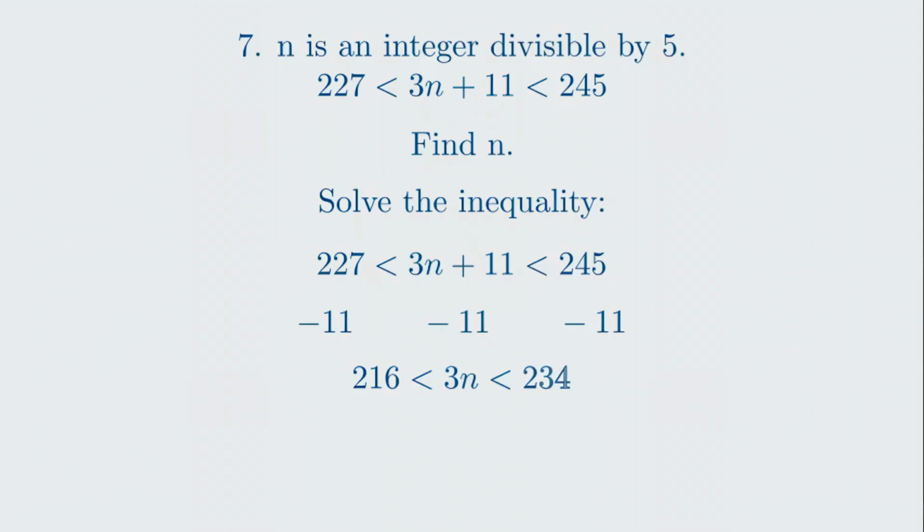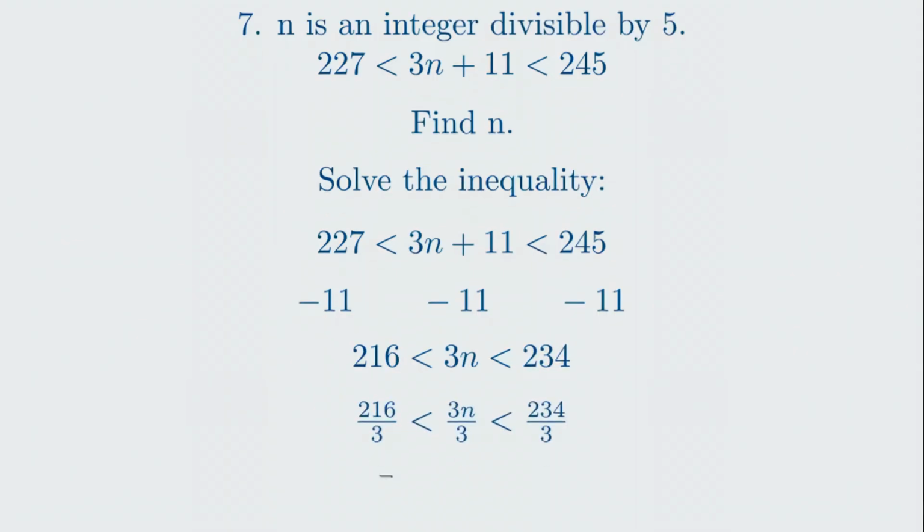Now we need to isolate n. To do that, we divide all three parts by 3. 216 divided by 3 is 72. 234 divided by 3 is 78. So our inequality becomes 72 is less than n is less than 78. This means n must be an integer between 72 and 78, not including 72 or 78.